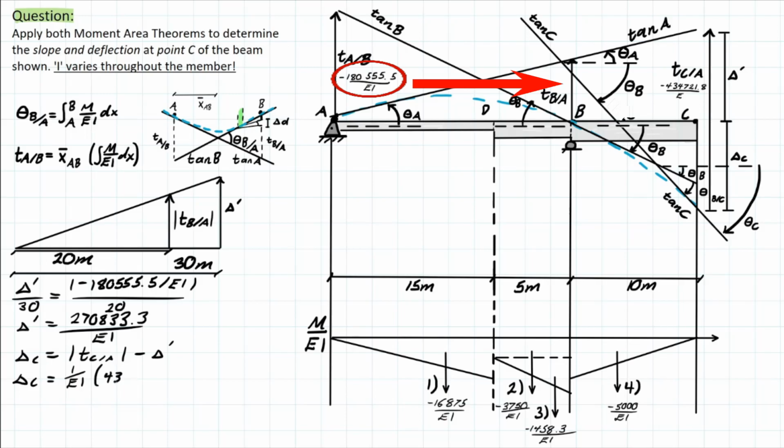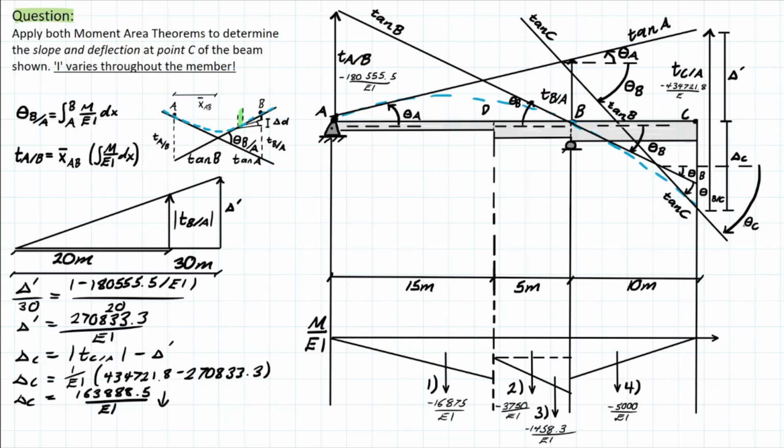We have 434,721.8, and we are subtracting this value that we just solved for. So plugging that all in, we're left with a deflection at C equal to 163,888.5 over EI. And we can see from this diagram right here that this value is going to be downwards with respect to our original member. So now let's look at the slope that we need to solve for at C.